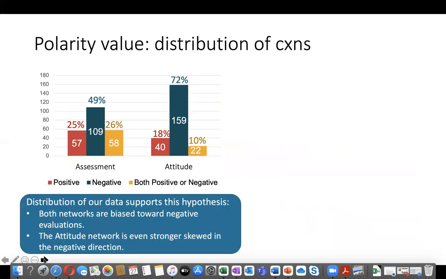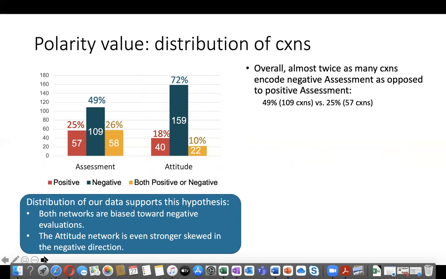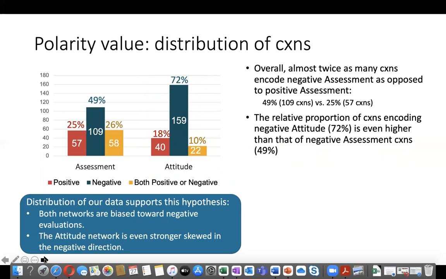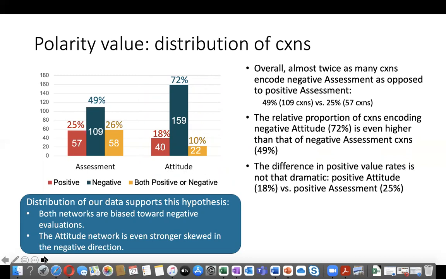We find that both networks are indeed biased toward negative evaluations, which are visualized here by the dark blue bars. And the attitude network, in fact, is even more strongly skewed in the negative direction. More specifically, we observed that overall, almost twice as many constructions encode negative assessment as opposed to positive assessment. And the relative proportion of constructions encoding negative attitude is even higher than that of negative assessment constructions. And the difference in positive value rates is not that dramatic.